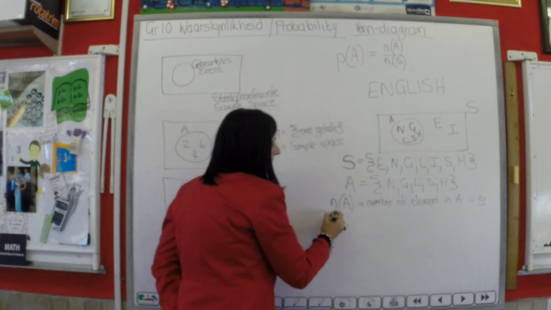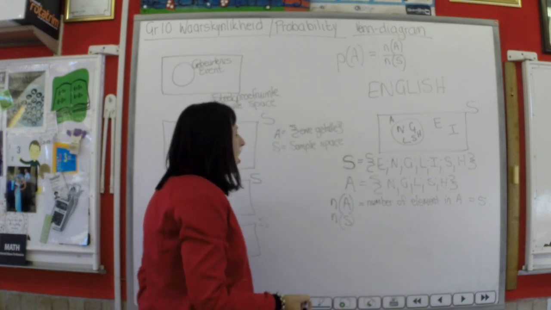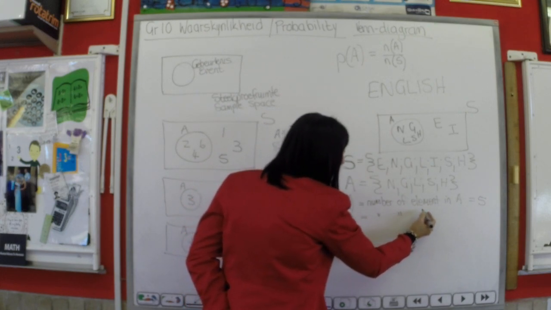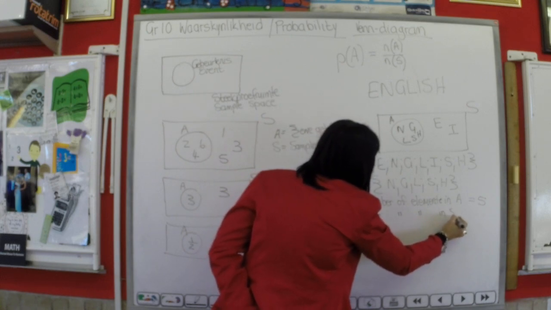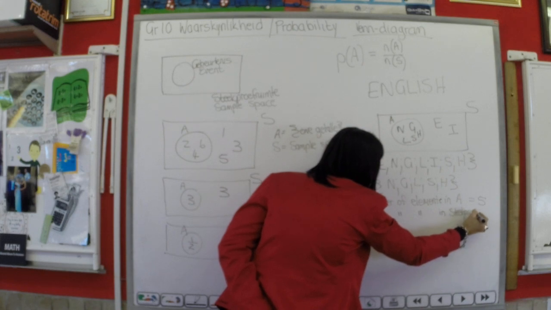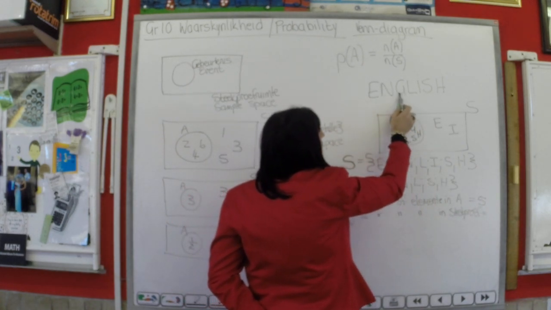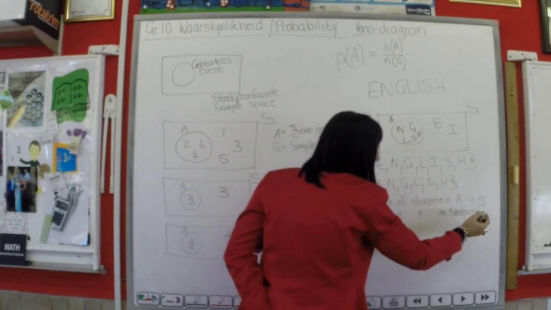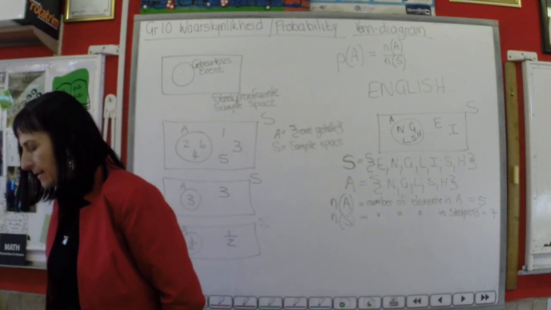Okay. The number of elements in the sample space. Die aantal elemente in die steekproef. That's the whole block in S. Ons gaan kyk, hoeveel is daar? 1, 2, 3, 4, 5, 6, 7. That's the number of N.